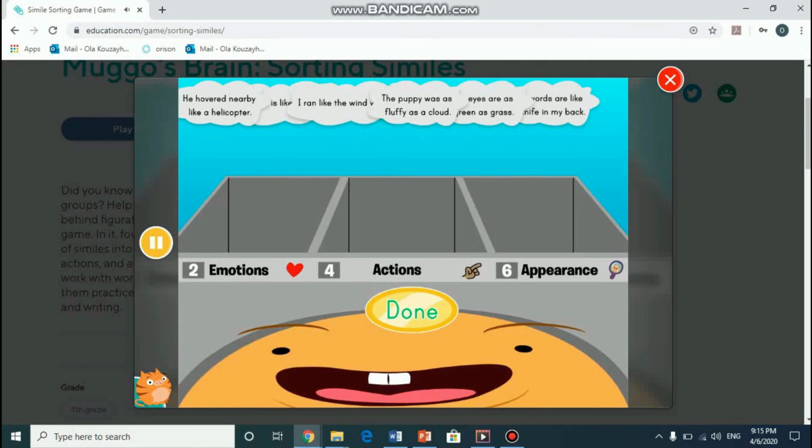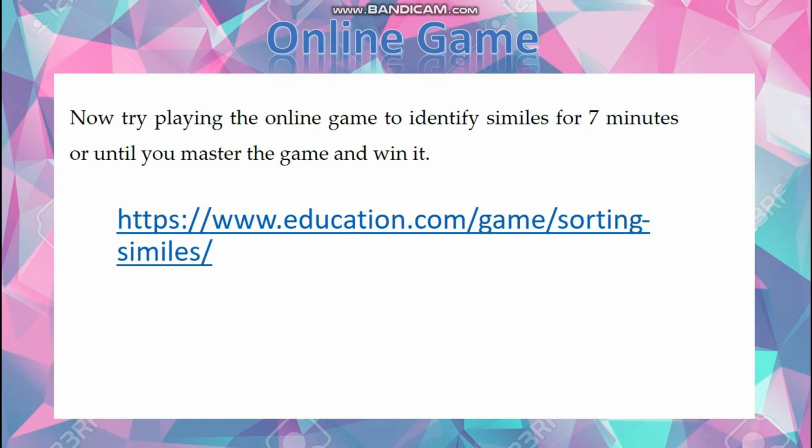Okay, so you start by reading. And then after you read, you grab these small clouds with similes and you make sure that you put them down in either emotions, actions, or appearances, and then you press on done when you feel that you are done. So that is the online game, and our online game marks the end of today's lesson.